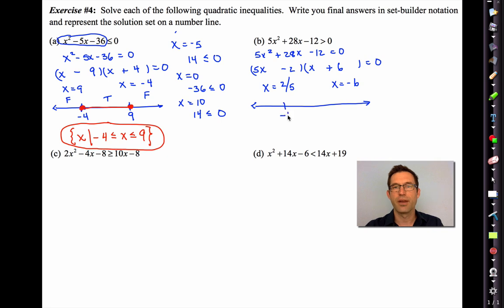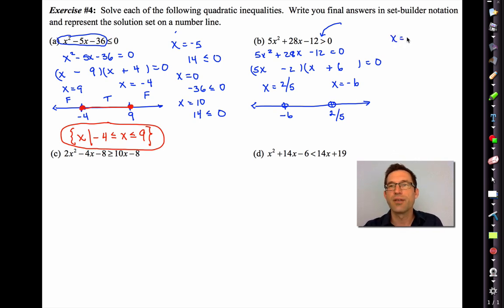All right, let me put my negative 6 on and let me put my 2/5. Open circles or closed circles? What do you think? Open circles, right? Because the less than does not have an equal on it. So open circles, maybe I'll put those in red in a little bit. And now I'm going to start testing points.